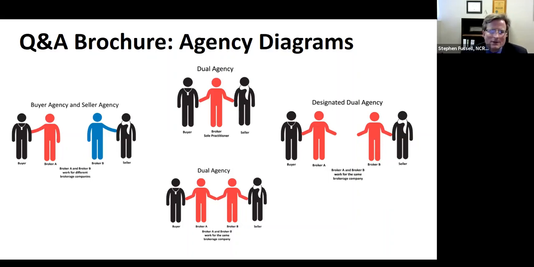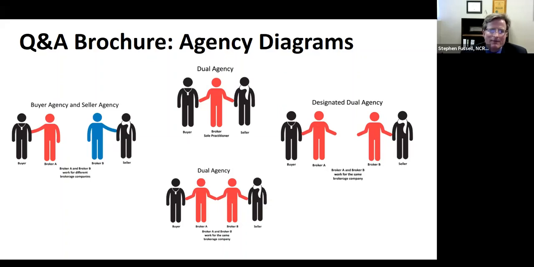In the center of this diagram, you've got two illustrations of dual agency. The upper illustration shows a firm and one of its brokers who is working directly with a buyer and seller. So again, you've got one broker working directly with the buyer and the seller, and that broker works for one firm. The second, more common example of dual agency is where you've got one firm, but two different brokers with the firm. Broker A represents the buyer, broker B represents the seller, but it is traditional dual agency where the firm and all of its brokers are representing both sides of the transaction.